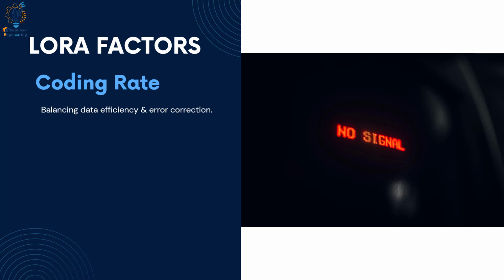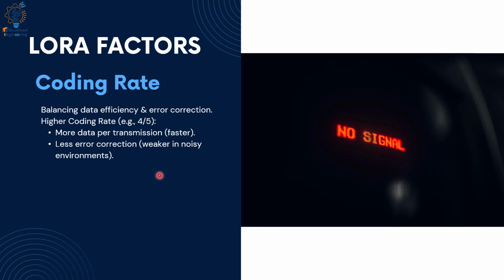LoRa uses a specific set of coding rates, typically denoted as x over y, where x and y are integers. For example, a coding rate of 4 over 5 indicates that for every 5 bits transmitted and received at the receiver part, 4 bits represent the actual data. These are the information bits, and the remaining 1 bit is used for error correction. For a higher coding rate, like 4 over 5, there are some pros and cons.